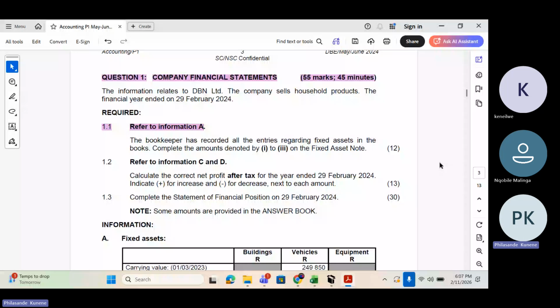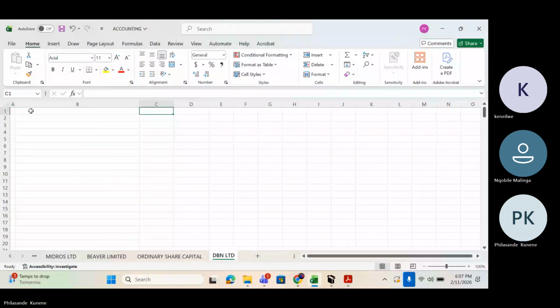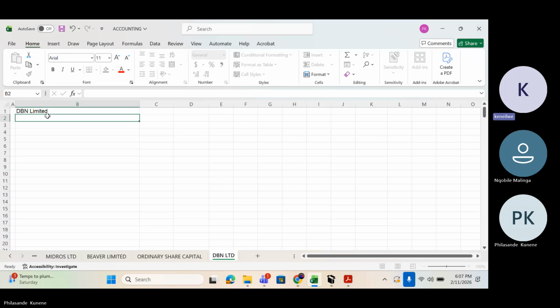I was asking a question as to when it is starting if it ends on the 29th of February 2024. I think we need to work on that first. When is it going to start? The 1st of March 2023. 1 March 2023. Thank you on that.